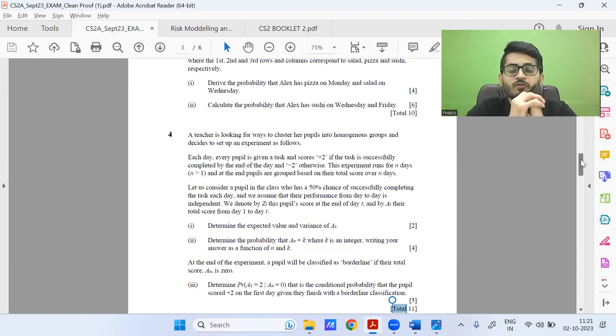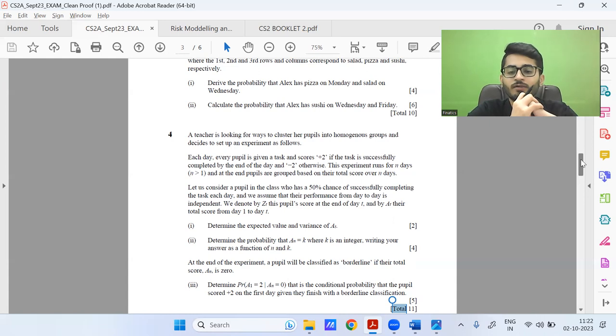So over here, a teacher is looking for ways to cluster pupils into homogeneous groups and decides to set up an experiment as follows. Every day, each pupil is given a task and scores +2 if the task is successfully completed at the end of the day or -2 otherwise. What we would have done, if we remember in simple random walk, it was +1 or -1. The experiment runs for n days and at the end, pupils are grouped based on the total score over n days. Let us consider a pupil in the class who has a 50% chance of successfully completing the task each day, and we assume that the performance from day to day is independent. We denote by ZT this pupil's score at the end of each day T and by AT their total score from day 1 to day T.